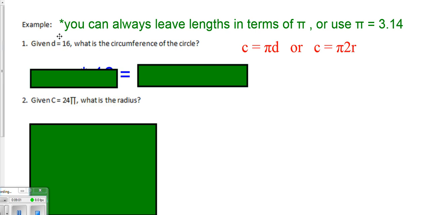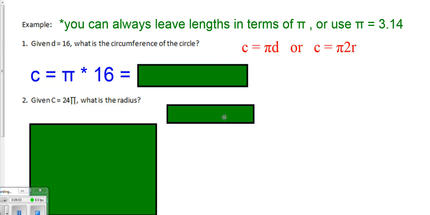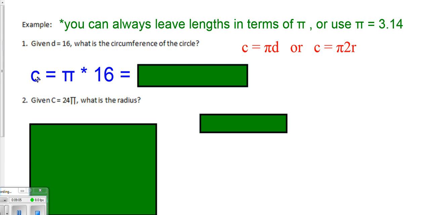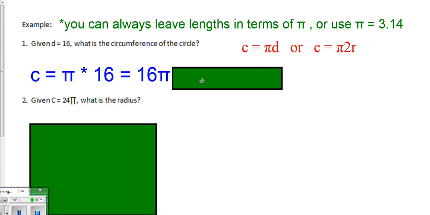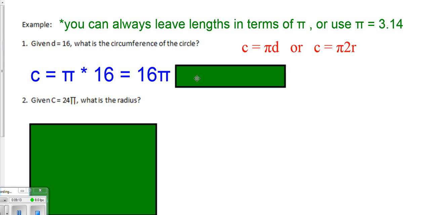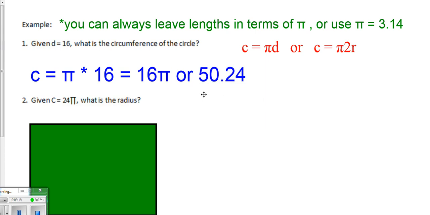So in this case, if the diameter is 16, we would say that the circumference, C, is pi times 16. And again, you can either leave it like that, say it's 16 pi, or you can use pi as 3.14 and multiply it on a calculator, and you would get 50.24. That would be your circumference.